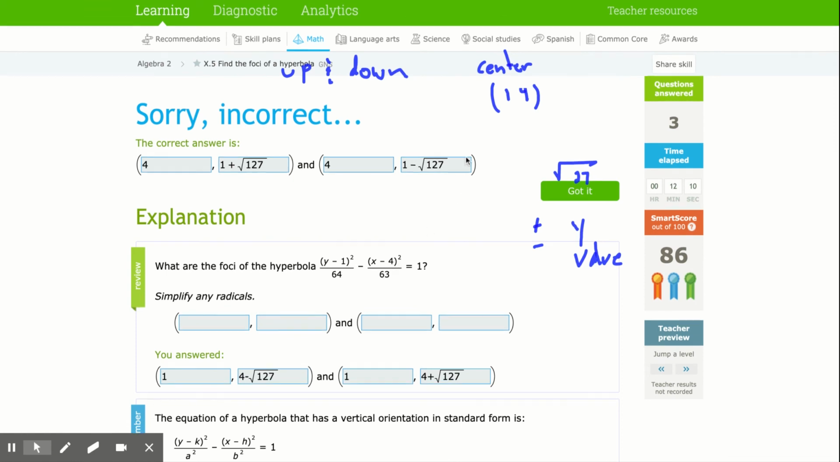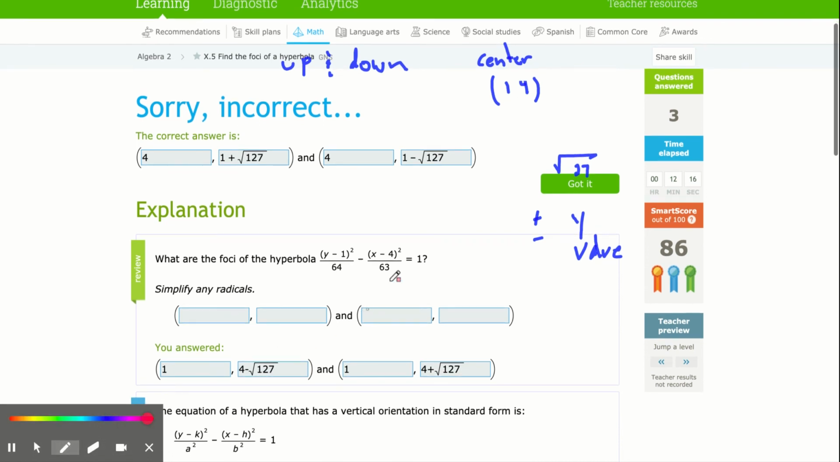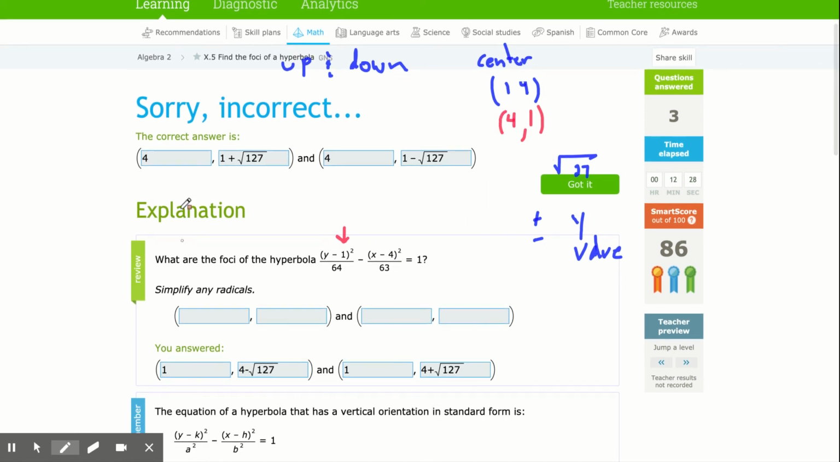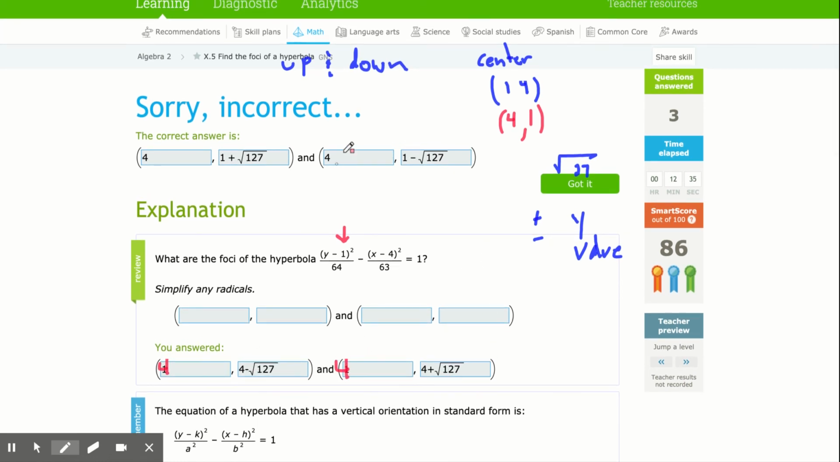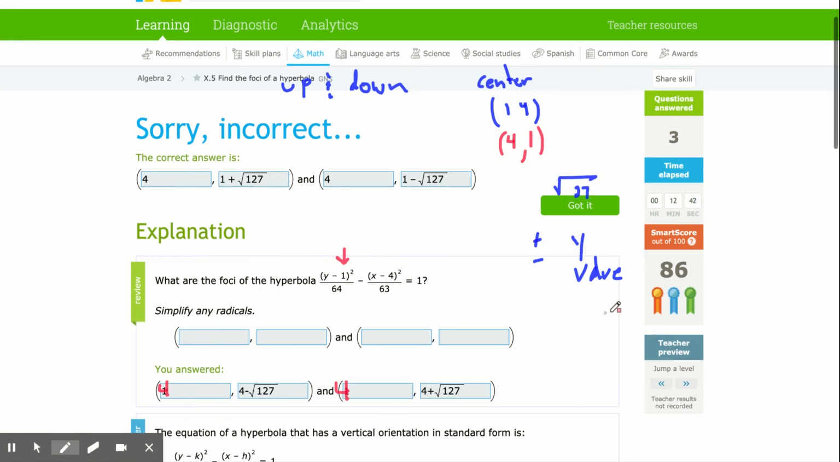Oh, whoops, I did my center backwards. I did my center completely reversed. Do you notice that? See what I did? I'm taking the time to look at my mistake. It's a vertical shift of 1 and a horizontal shift of 4. I jumped the gun. So again, I should have typed in 4 for my x's and then added and subtracted the square root of 127 from the y value of 1. I swapped my center. I swapped the x and the y. Don't make that simple mistake.